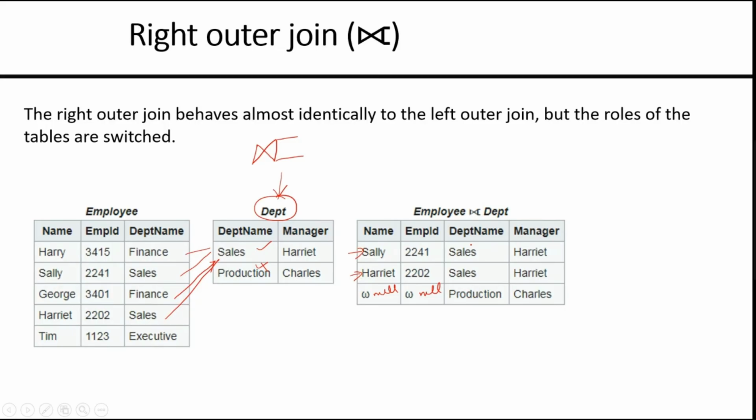In other sense, in English, you may think of a query which is asking, list out all the employees with their manager and also include those managers under which there are no employees, right? So Charles is a manager. Under him, there are no employees. This is the meaning of this right outer join. And Sally has a manager, Harriet, and Harriet has a manager, Harriet. Harriet himself is his manager, right? And then there is a manager, Charles. Under him, there are no employees.